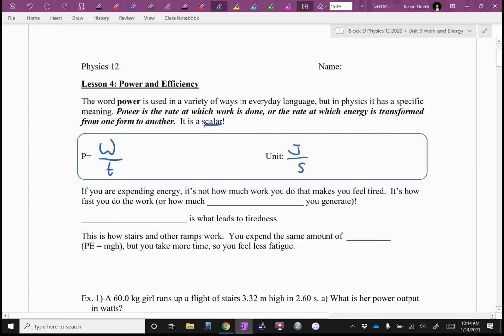But power is such an important concept, we've given the joule per second a name. Power is measured in what? In watts. Symbol capital W.